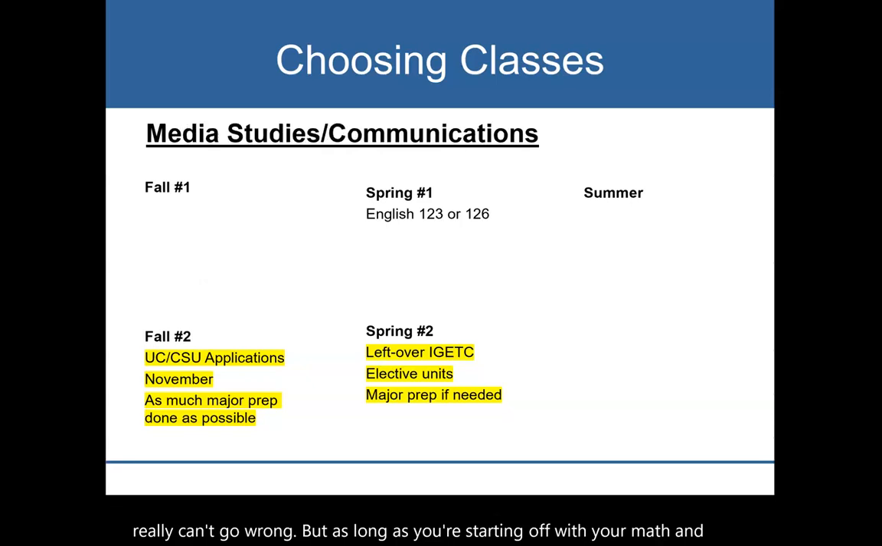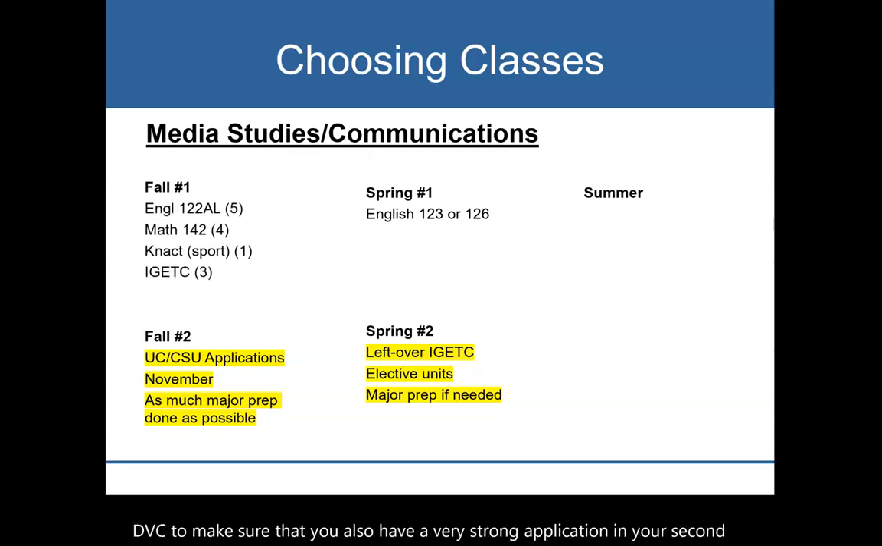Things like media studies or communications also don't require a lot of major preparation, very different from majors like computer science or engineering that might require more than 50 units of major prep. Media studies, communications might only require 9, 12, 15 units depending on the university you're applying for. So same thing, if you don't get these classes in your first semester, you have a lot of time to take care of them while you're at DVC to make sure that you also have a very strong application in your second year. So don't worry if you don't have all of these.